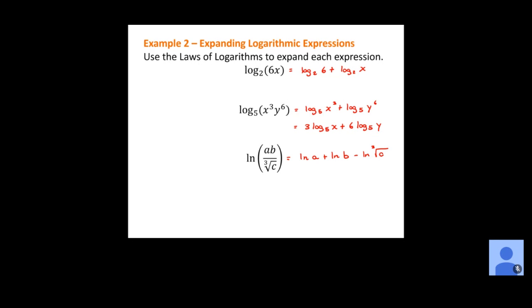Now, natural log of A and natural log of B, there's nothing else I can do to that. But remember that cube root of C we could rewrite as a fractional exponent. So I'm going to change this now to natural log of A plus natural log of B minus the natural log of C to the 1/3 power. And because I have an exponent now, I can actually move that exponent to the front of my logarithm. We'll end up with natural log of A plus natural log of B minus 1/3 natural log of C. And now when I look inside each of my logarithms, there's nothing else I can do because there's no multiplication, no division, no exponents. So that is completely expanded now.